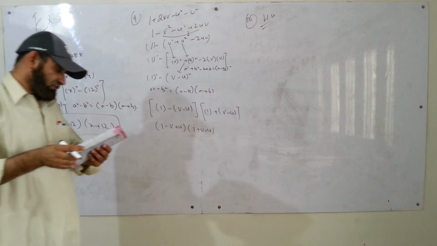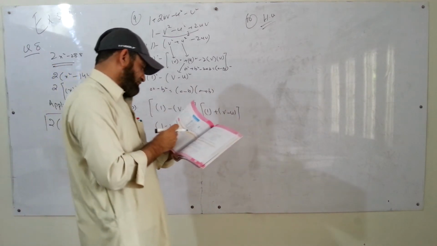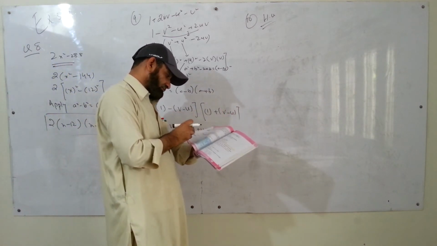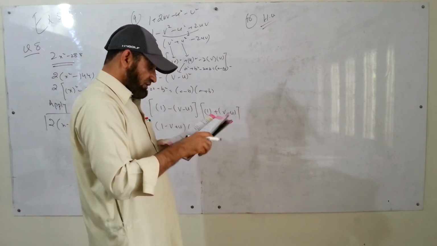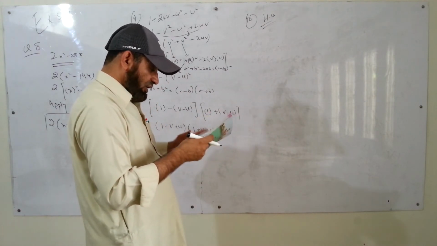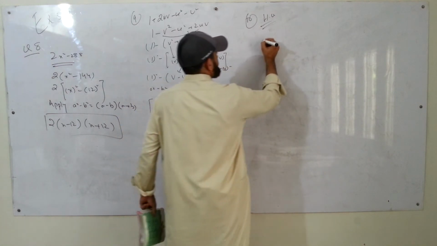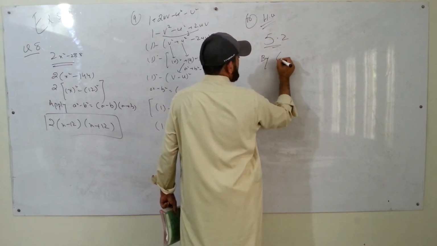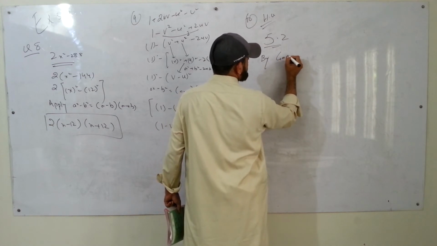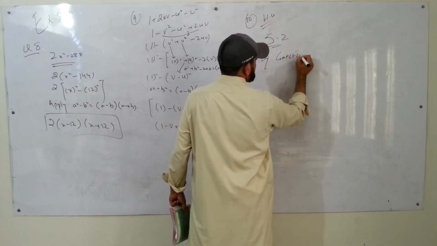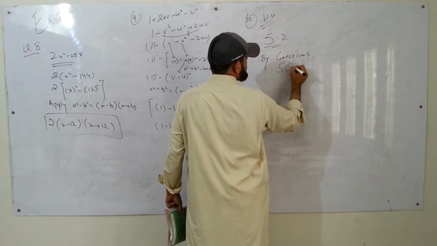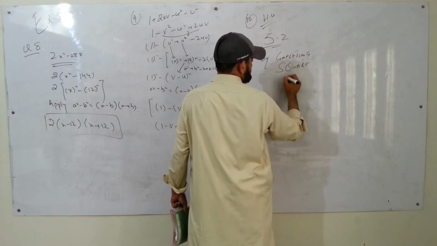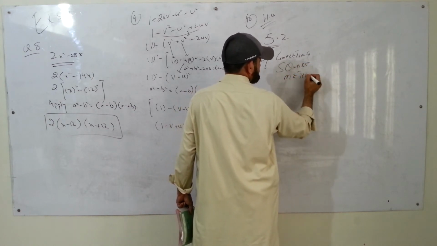Now we start exercise 5.2. This is going to be by the completing square method.